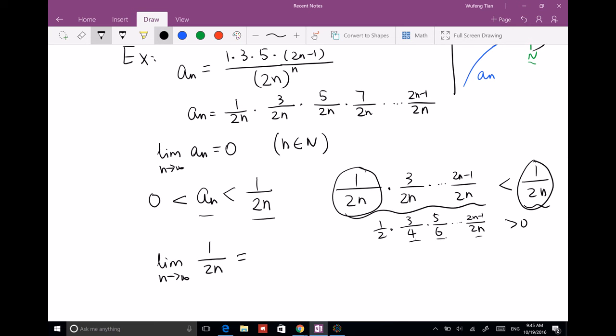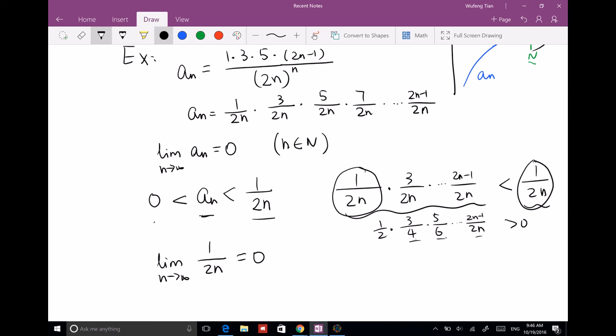What's the limit of 1 over 2n? 0. Very good, because plugging in infinity gives 0. Thank you, Taylor. So you plug in infinity, and 1 over infinity equals 0. Now I have a_n, a sequence. It's bigger than 0 and less than 1 over 2n when n goes to infinity. Now it's in between 0 and 0, so it itself will go to 0 as well.